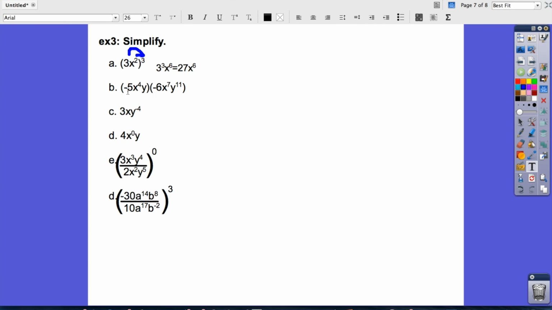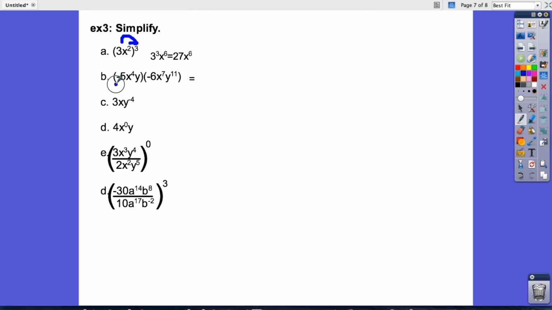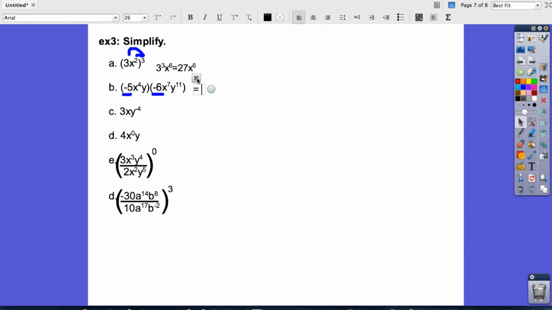Let's look at part B. This time we have 2 things that we're multiplying. So when we do those, it should be pretty simple. You go piece by piece. The first thing we're going to look at is the coefficients. Those are the numbers in front of the variables. So we have negative 5 times negative 6. Negative 5 times negative 6 is 30. X to the 4th times x to the 7th becomes x to the 11th. And y becomes y to the 12th.